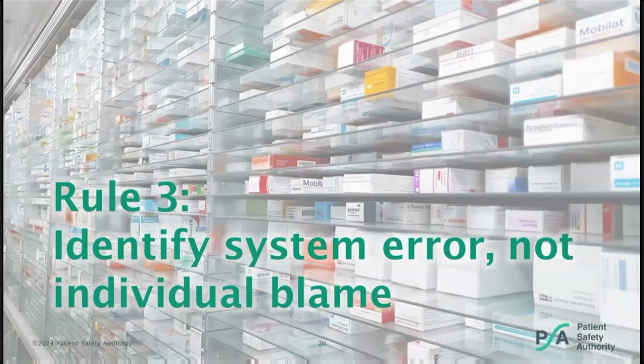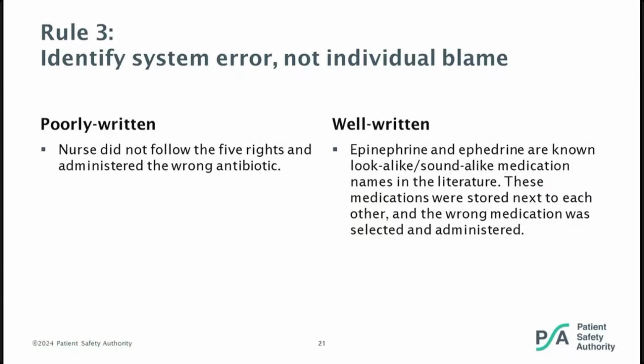Okay, rule 3, identify system errors, not individual blame. This is pervasive in most of what we do in patient safety, so I hope this doesn't come as too much of a shock as a rule. But really, we're going to be looking at the system error. We don't want to pick out that individual or an individual choice that somebody made, those kinds of things.